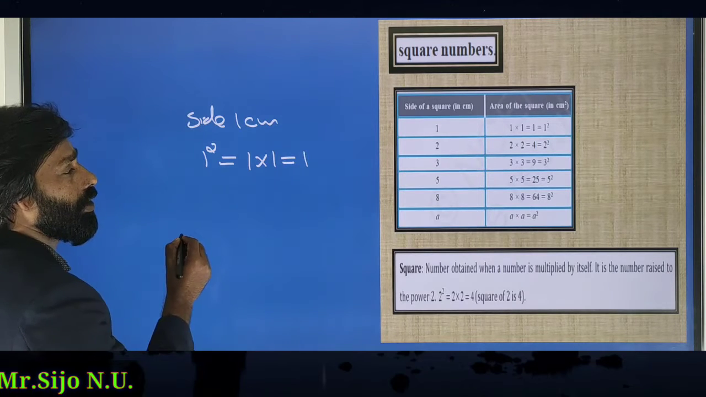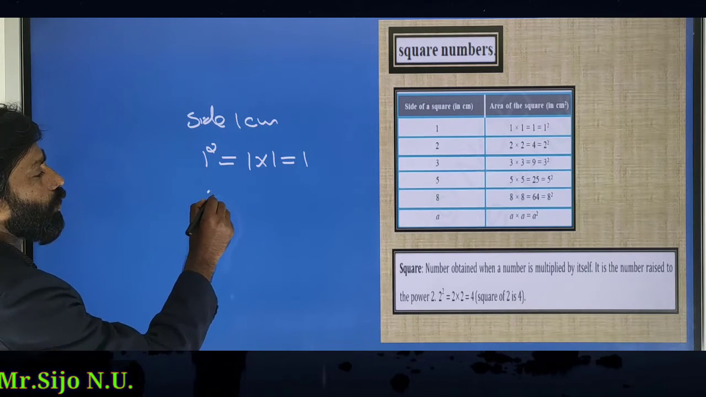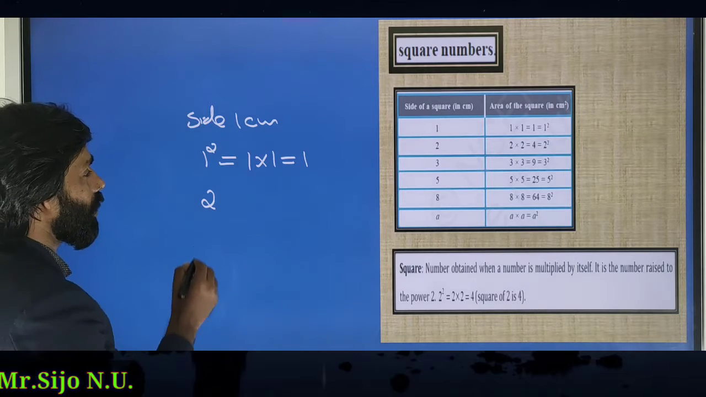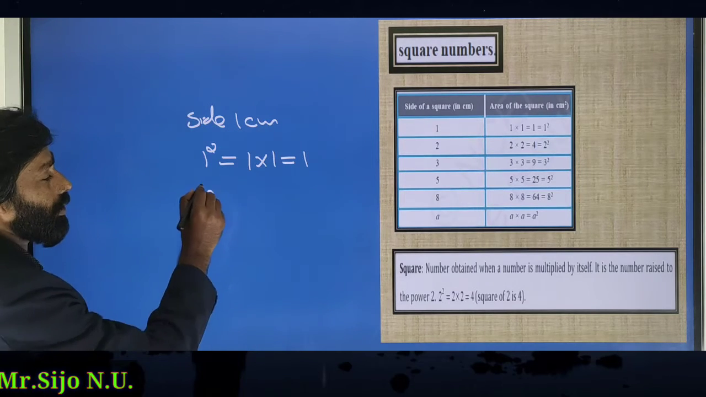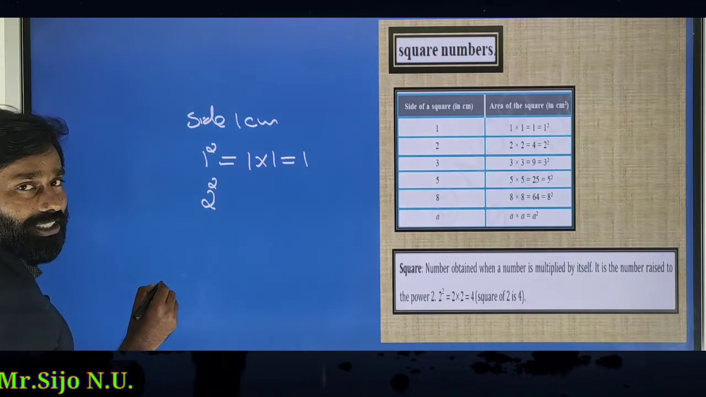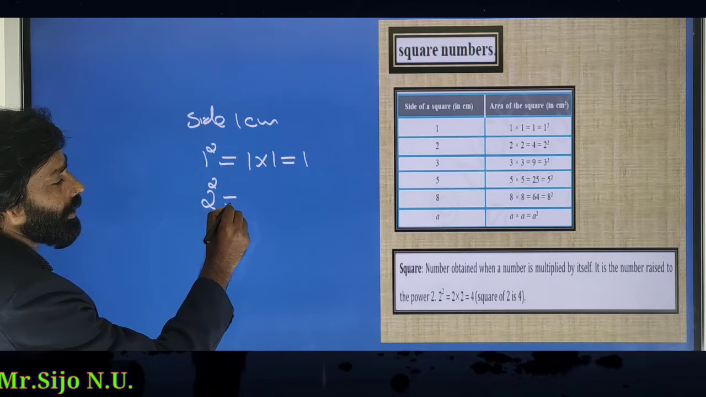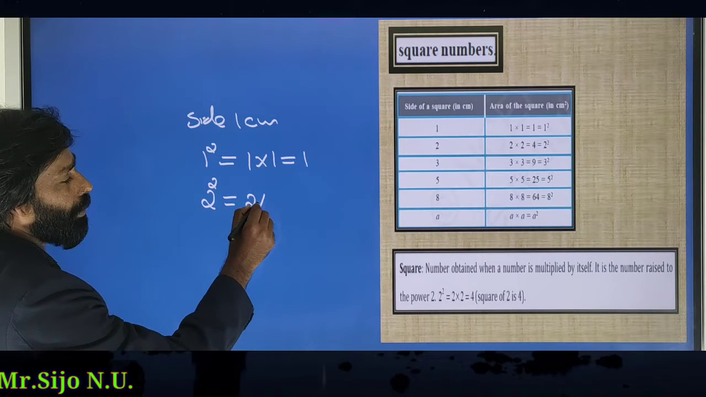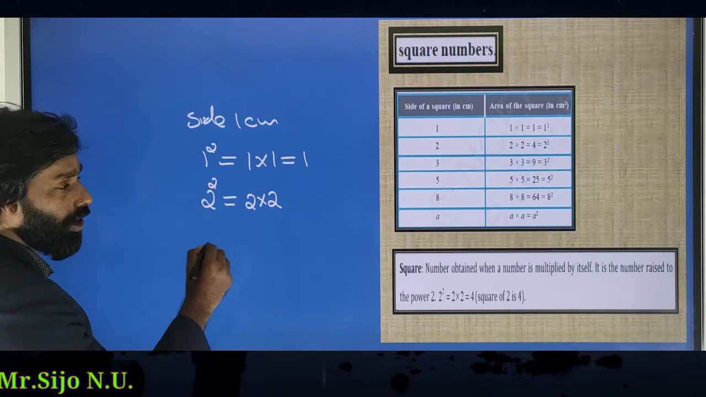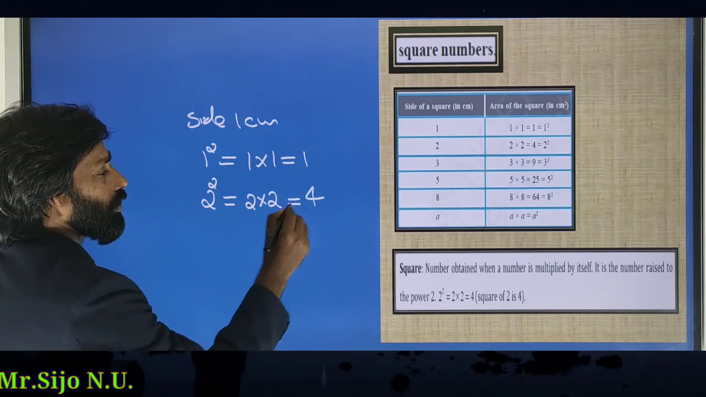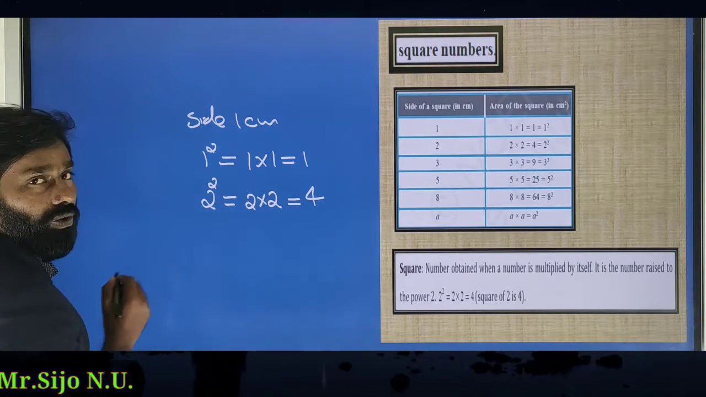We are getting 1. So if the side we are taking is 2, then we can write 2 square in this way. What does it mean? Yes, this means 2 multiplied with 2. Got it? So we will get 4. So we can call it 2 square equal to 4.